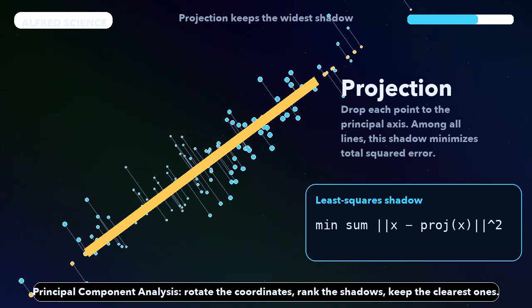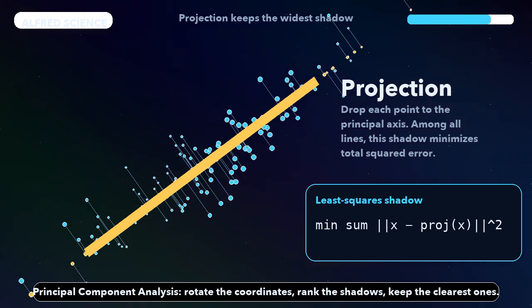Add the second principal component, perpendicular to the first, and you capture the next biggest spread. In high dimensions, PCA simply ranks directions from most variation to least variation. That is why PCA is useful for visualization, compression, and noise reduction.